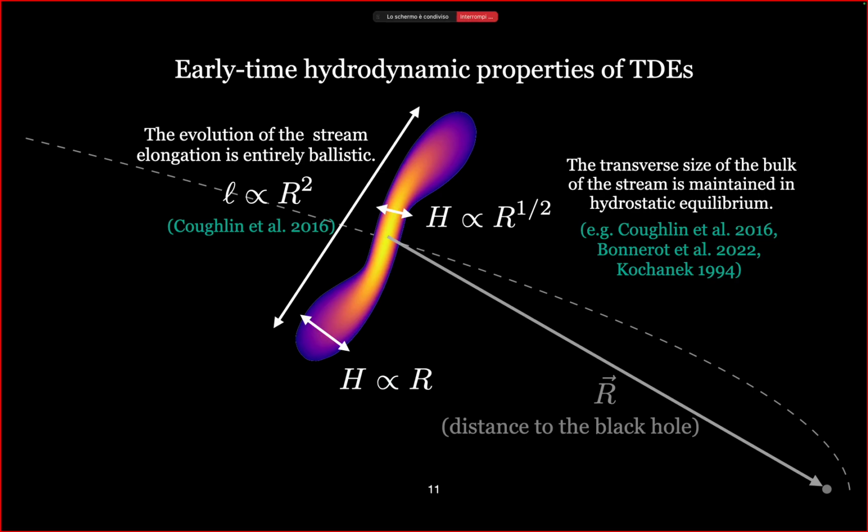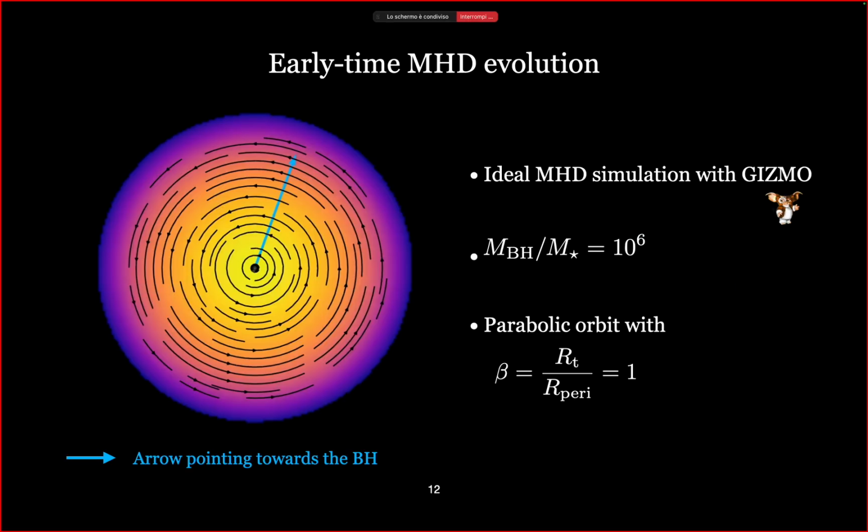So this picture, what I will show in this talk is that this picture is going to change when we include magnetic fields, or it can change when we include magnetic fields. And to show you how magnetic fields evolve during a TD, I will start by showing one of my simulations. So as I was saying, I use Gizmo to run the simulations.